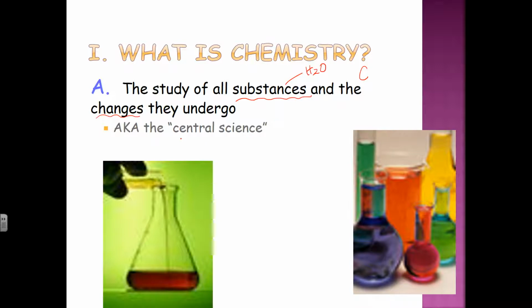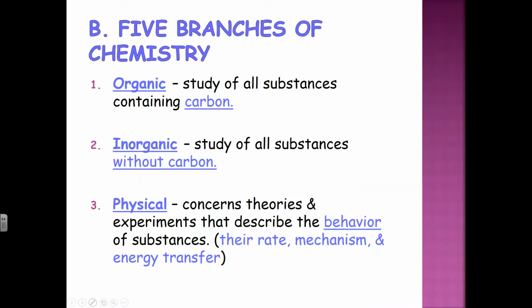Chemistry is defined as the central science, meaning it's central to all the other sciences. You cannot name any other science that chemistry doesn't somehow play a role in. It is the central science. So there are 5 main branches of chemistry that you need to be familiar with. The first branch of chemistry is called organic chemistry.